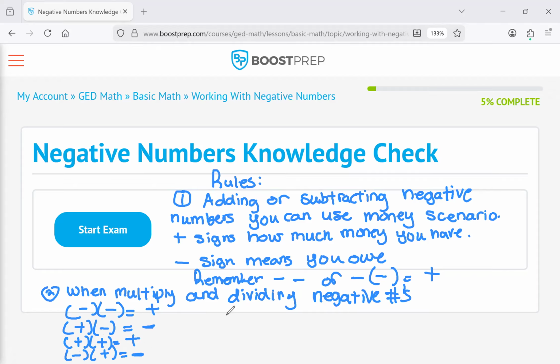Okay, it's the same rule for division. When you're dividing a negative over a negative, it becomes a positive. When you're dividing a positive over a positive, it becomes a positive. When you're dividing a negative over a positive, that equals negative. And when you're dividing a positive over a negative, equals a negative. Okay, so those are the rules.